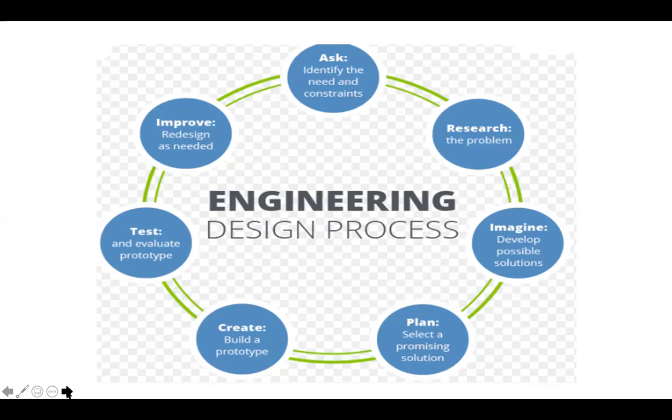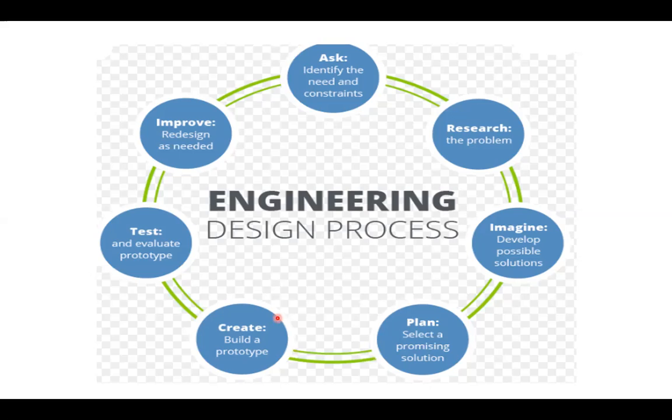What is engineering design process? For engineers to design a solution, they pass through a number of procedures. First, they ask, identify the needs and constraints. Then they research the problem. They get to learn more about it. They imagine, and by imagine we mean developing possible solutions. They will not come up with only one solution. No, they need to think about different solutions. Then they would select a promising solution, one that they think it's the best.